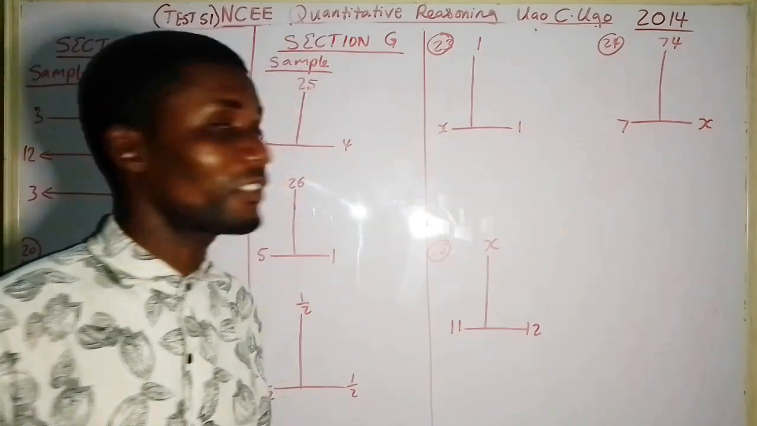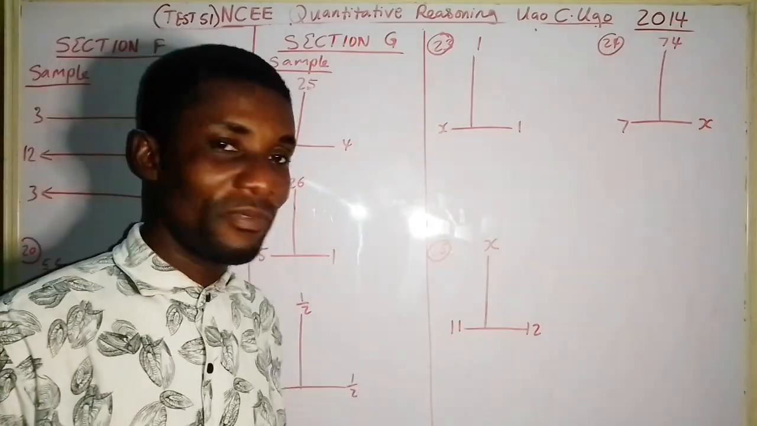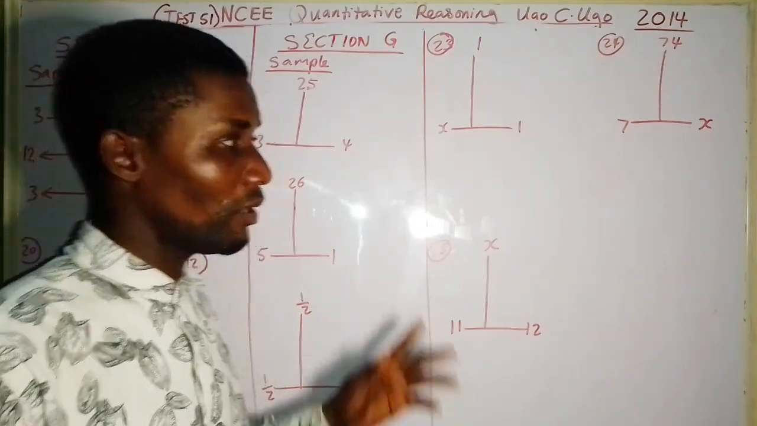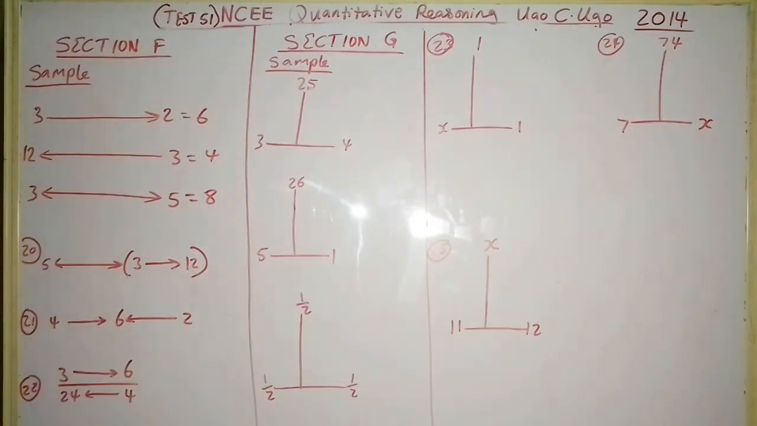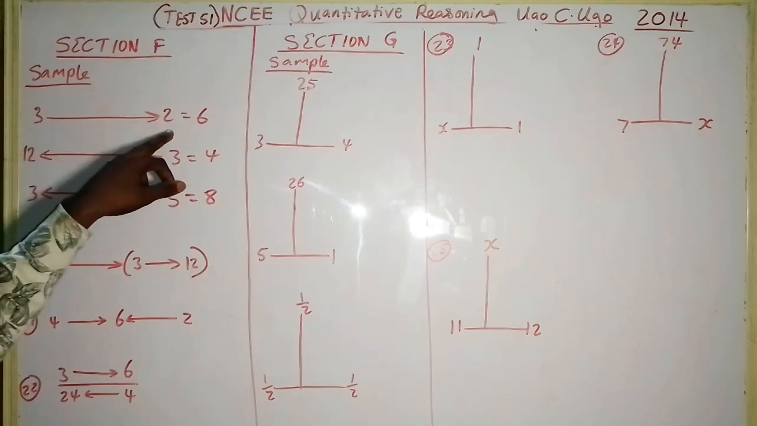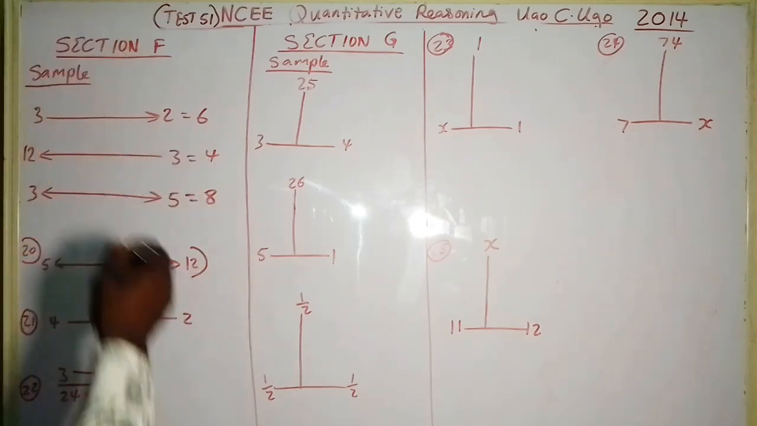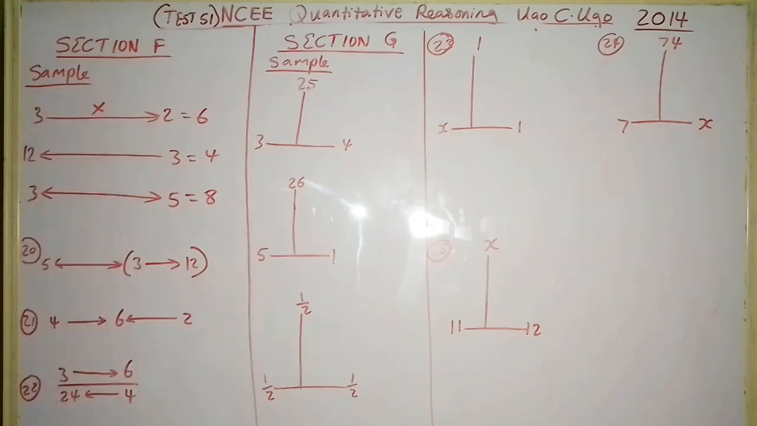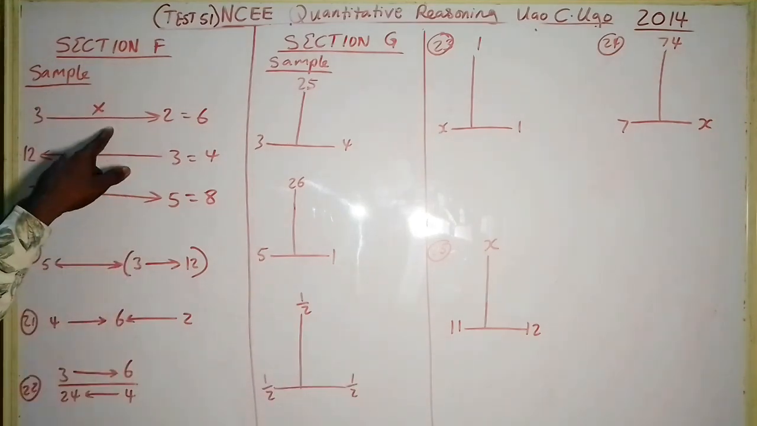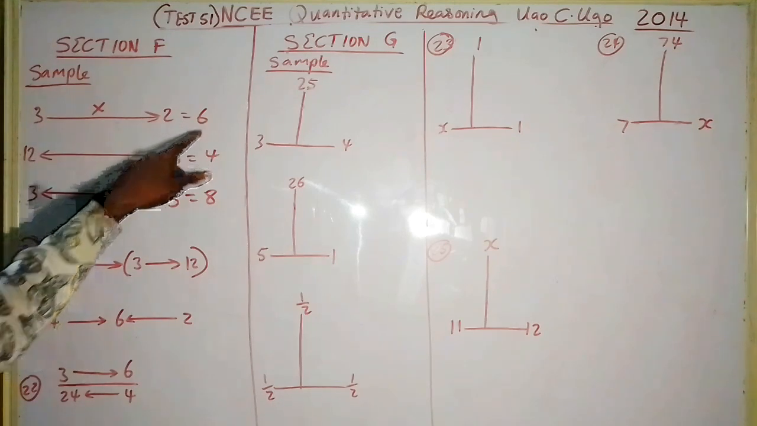Let's move to the next section. But before we proceed, I would like you to pause this video and try your own method first. Now if you take a look at this sample expression, 3 and 2 gives us 6. That is telling you that this should be multiplication. When the arrow is going right hand side, it is multiplication.